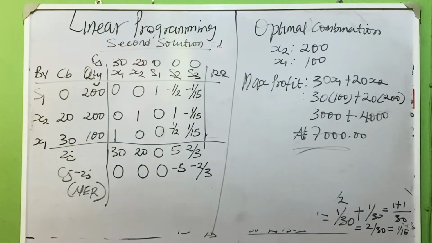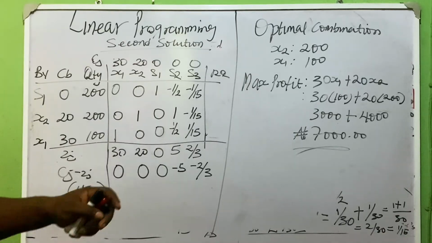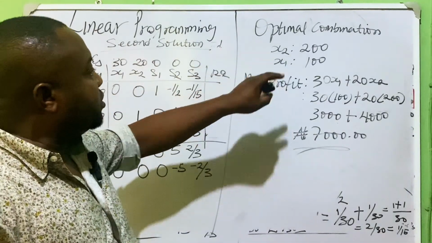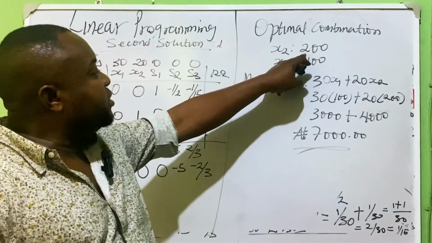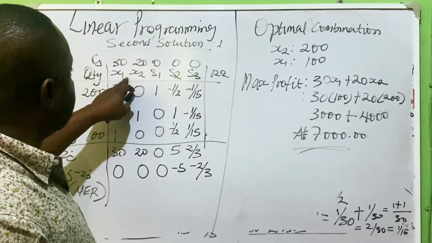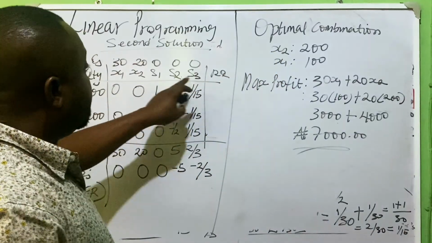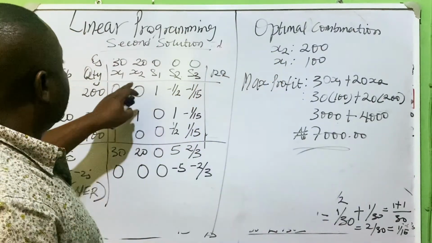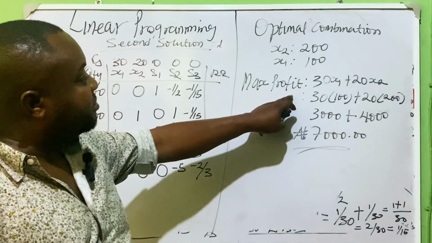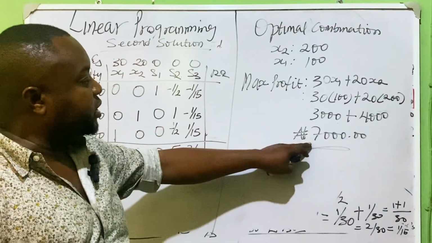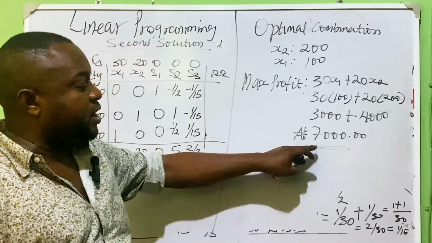So using the simplex approach or method to resolve the problem, we'll have that the optimal combination will be to produce 200 units of product X2 and 100 units of product X1, and our maximum production plan will yield 7,000 naira as a profit.